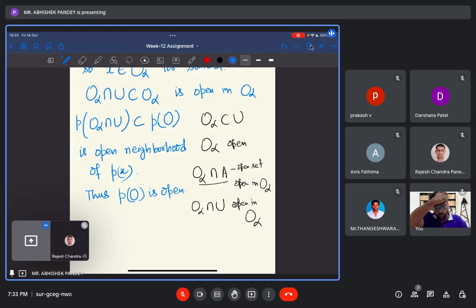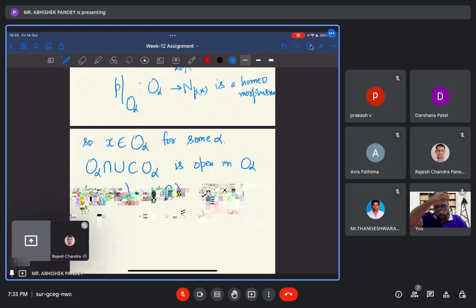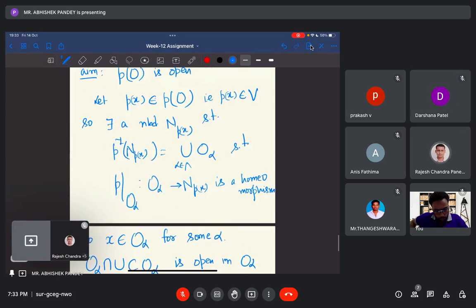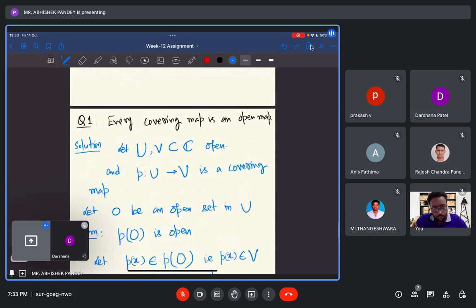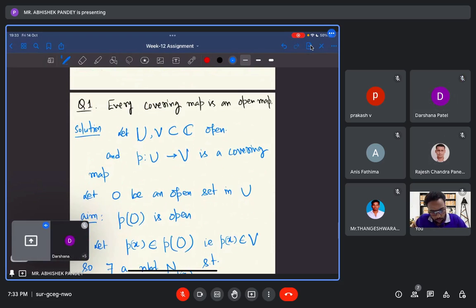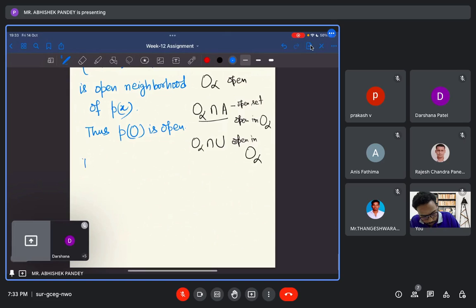Is it clear? Yes sir. So basically any open set maps to an open set. Thus, p is an open map.